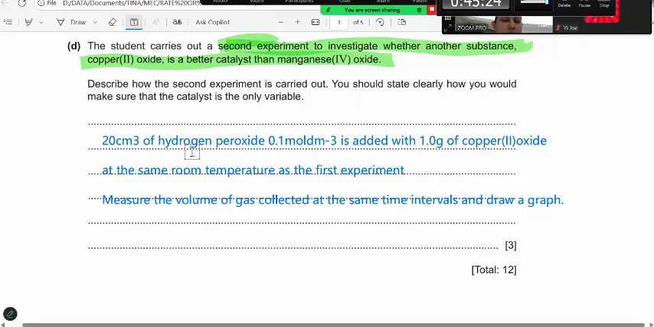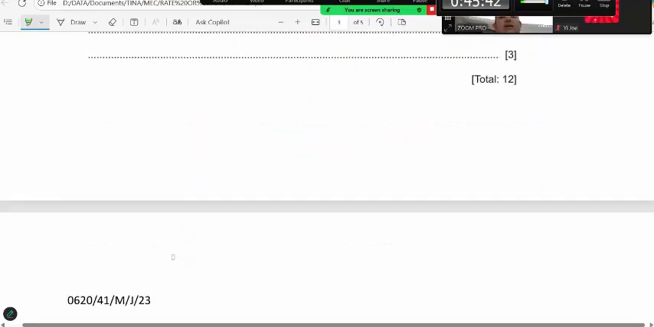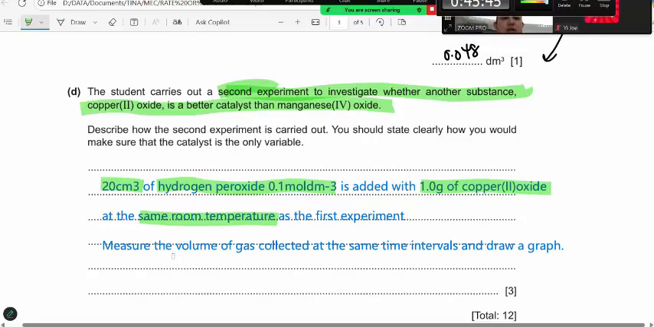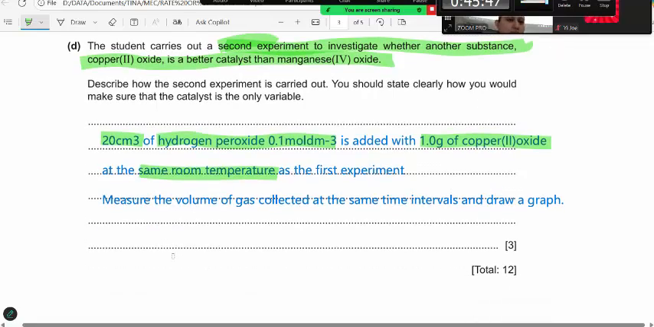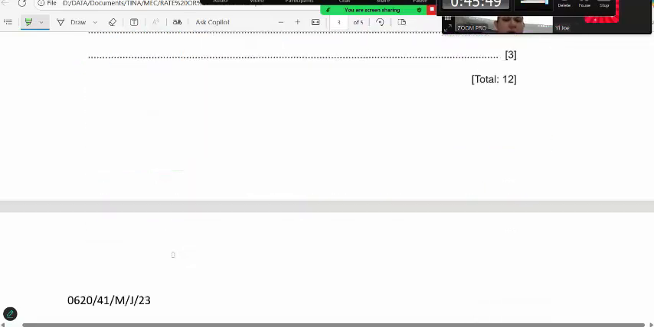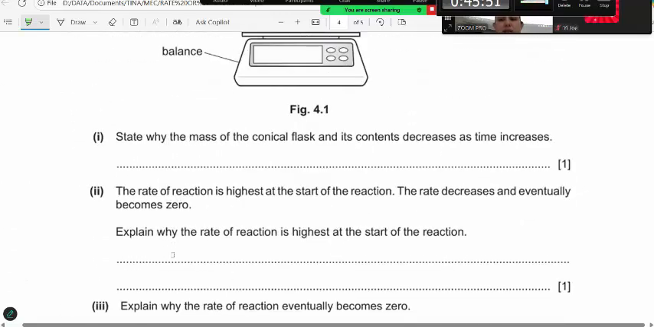Can you understand? So you're using the same volume, same concentration, same mass, same temperature, and you're doing the same thing. The only difference is your catalyst type. Okay? Ijo, you done? You get it? Yeah. Okay.